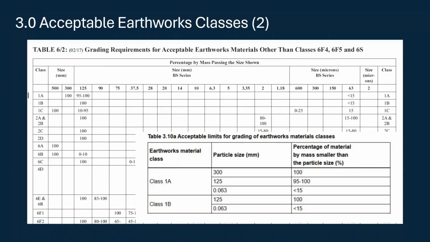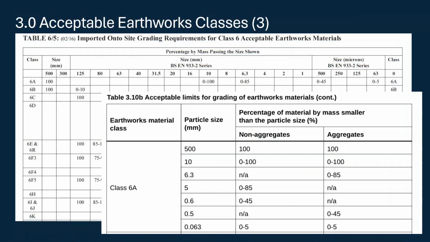So table 6.2 is gone. It's now replaced by table 3.10a. And rather than a matrix form, it's in individual entries which just refer to the particle size referred to in that grading. But as you can see here, the actual grading percentages haven't altered. The materials are exactly the same as they were before, just presented in a different fashion. That's the same with table 6.5 in terms of imported aggregates and specialist grades of material.